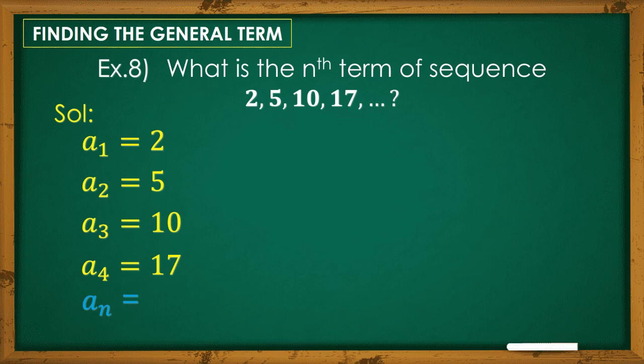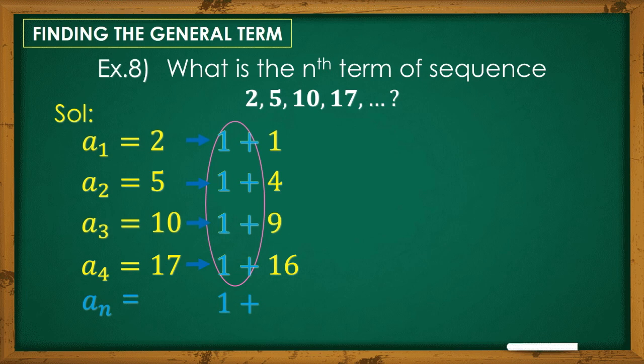2, 5, 10, and 17. Yung 2 ay maaaring isulat as 1 plus 1. Yung 5 ay pwedeng isulat as 1 plus 4. Yung 10 naman can be written as 1 plus 9, and so on with 17, that can be written into 1 plus 16. Observe ulit natin na meron tayong similar or pare-parehas na value which is 1 plus, na pwede nating ilagay sa ating general term later.